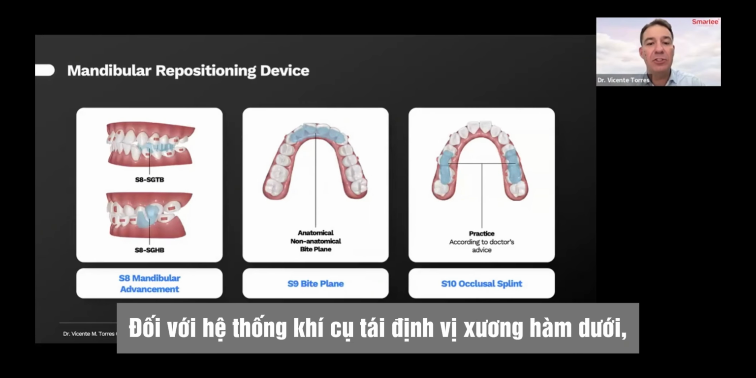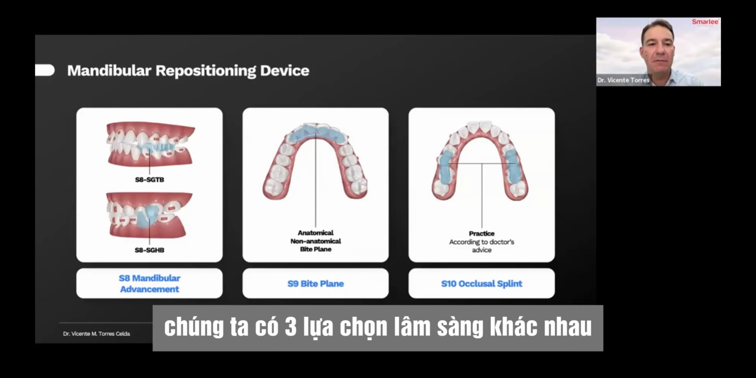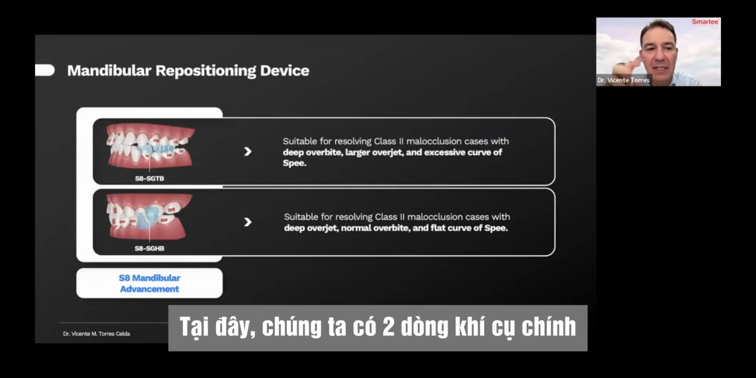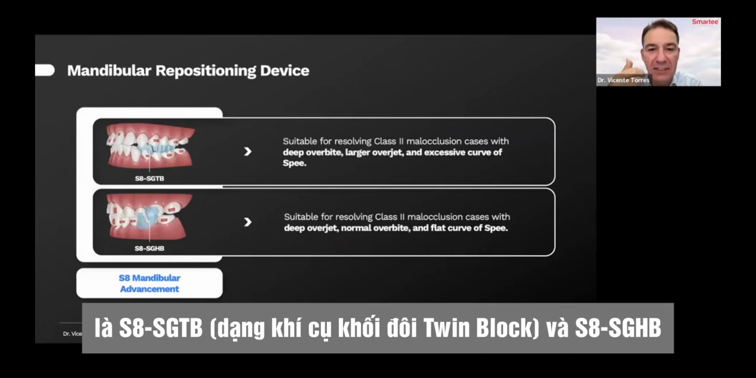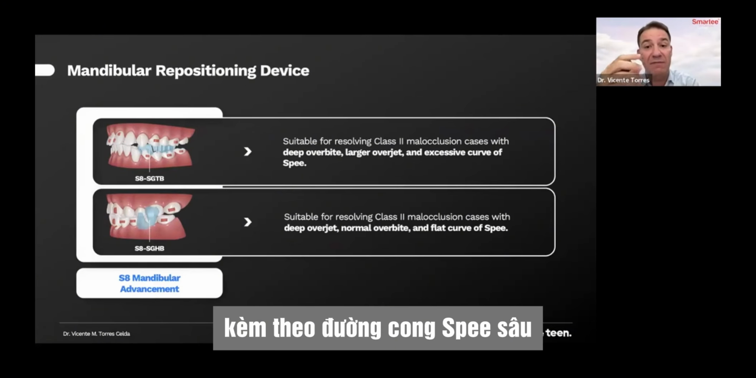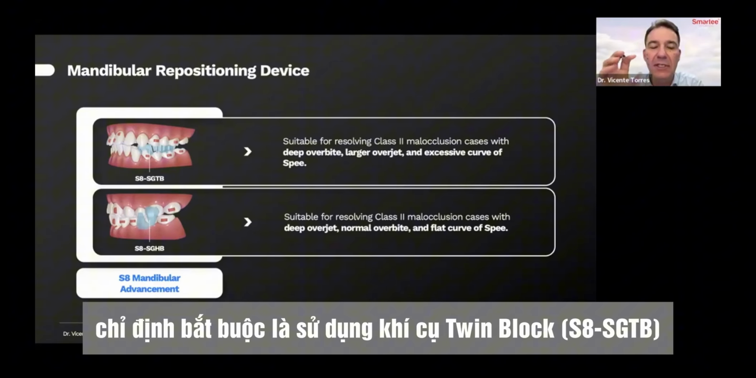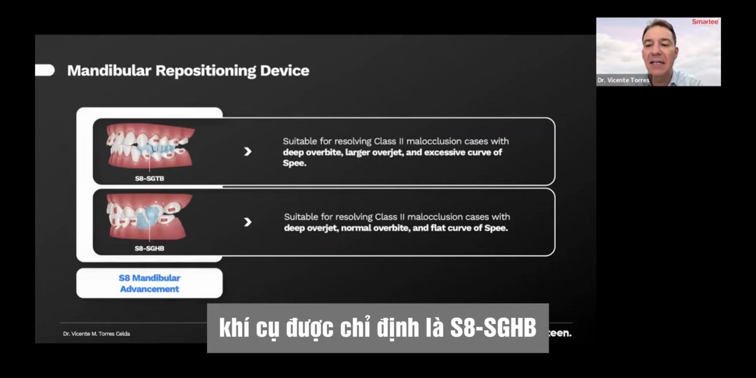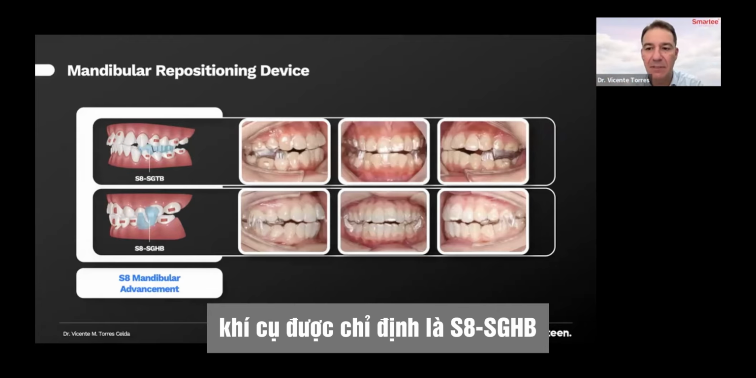Okay, with the mandibular repositioning device, we have 3 different options. The mandibular advancement is the HH solution, and here we have two different kinds of devices: the HHTV, which is the twin block device, and the HB. What is the difference? The professional philosophy is that when we have a patient with an increased overbite, and of course an increased curve of Spee, we need to use the twin block appliance. And when the patient has, for example, a normal overbite and a flat curve of Spee, the indicated one is the HB. HB is Herbst. It's like Herbst.